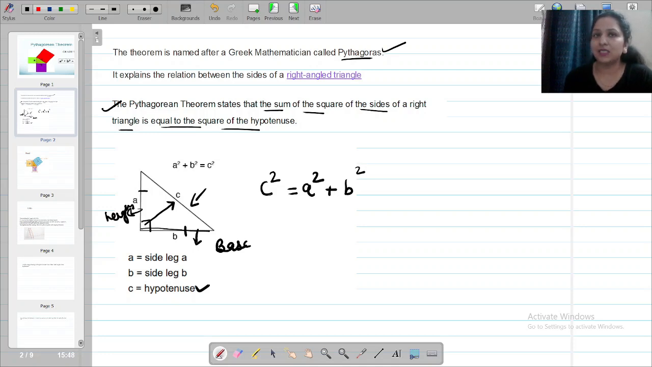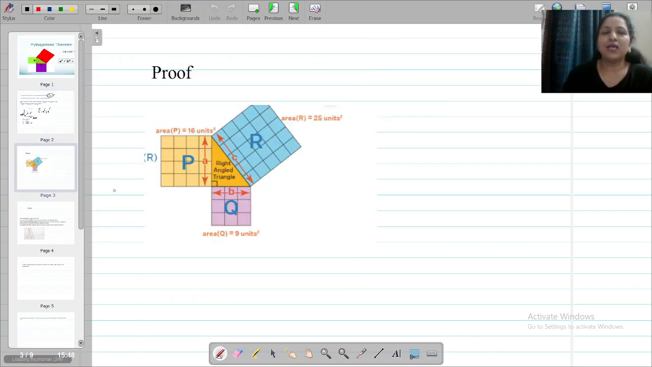In a right angle triangle, it is important to note down here, in a right angle triangle, the square of the hypotenuse is equal to the sum of the square of other two sides. You can frame it in this manner. And who has given this property or the theorem? It is named after the Greek mathematician Pythagoras. Taking this further, let us understand why does this happen. This is the proof of Pythagoras theorem.